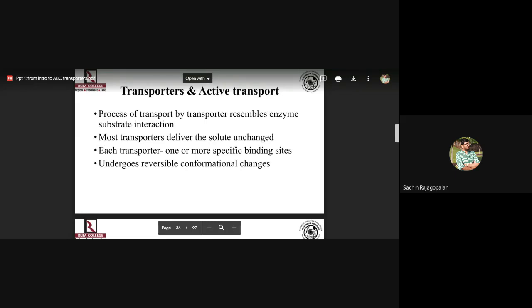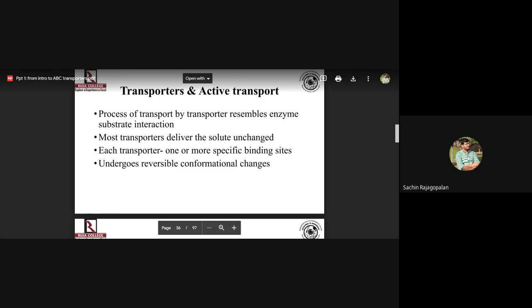Remember that during this interaction, the transporter is not going to change the solute in any way, because in enzyme-substrate interaction, we say that the enzyme will catalyze changes in the substrate to convert it into the product. That doesn't happen with the transporters, because transporters are expected to transport the solute across the membrane unchanged.